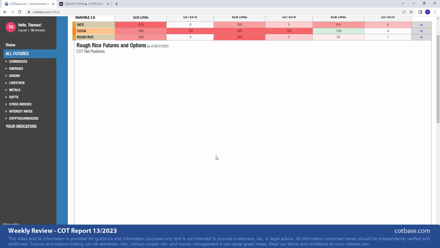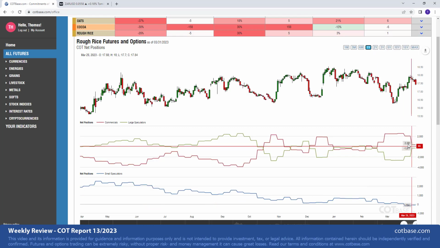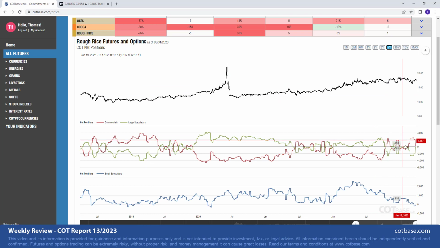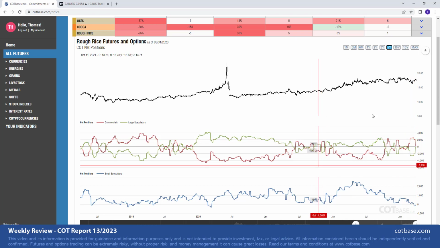The next market is rough rice. Here we have a 26% change in commercials net position. So this is a bearish COT change signal, but again, not surprisingly, since Oats is a correlating market, we have had a decline already, so I'm not that excited about this COT change signal. And moving to the 5-year chart, you can see that we are actually just moving away from bullish COT Extreme levels that are indicating rough rice is actually going higher.